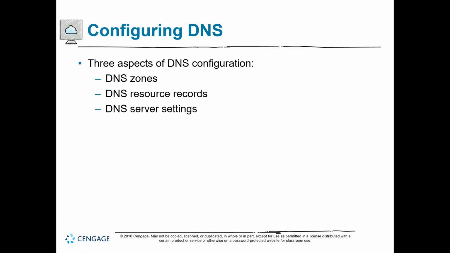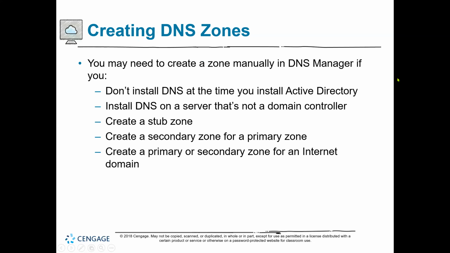Configuring DNS. There are 3 aspects of DNS configuration: DNS zones, DNS resource records, and DNS server settings. You may need to create a zone manually in DNS Manager if you don't install DNS at the time you install Active Directory. Install DNS on a server that is not a domain controller. Create a stub zone. Create a secondary zone for a primary zone. Create a primary or secondary zone for an internet domain.